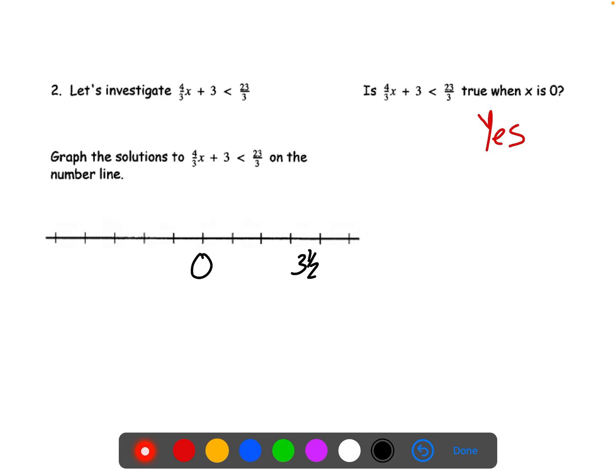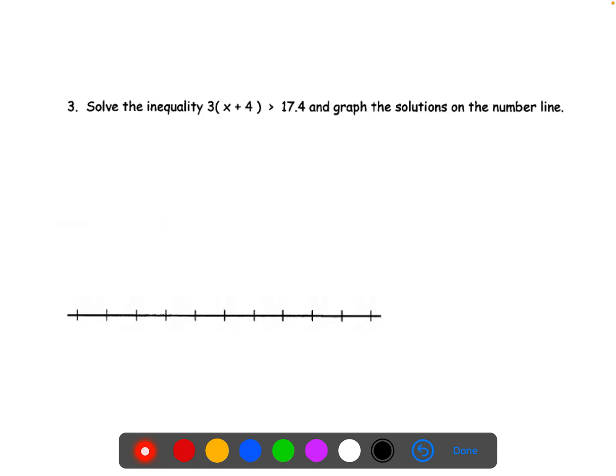And we don't want to include it because we're not dealing with a less than or equal to sign. So we're going to put an open circle at 3.5 and keeping our symbol as less than, show an arrow pointing to the left. Let's take a look at the next one.